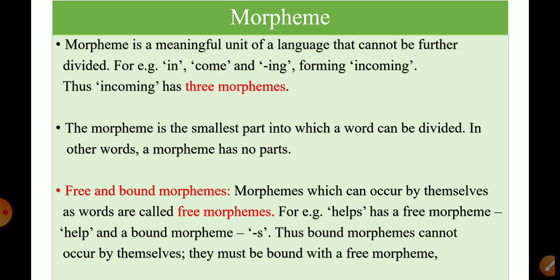But when I add ful to beauty, then I get a new word called beautiful, which is an adjective. Beauty is a noun, but I could create an adjective through a noun by adding ful to it. So ful is a bound morpheme, beauty is a free morpheme.